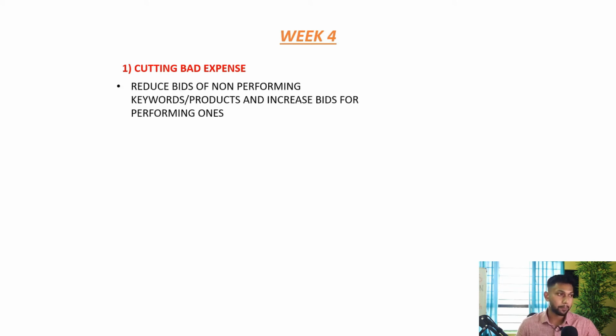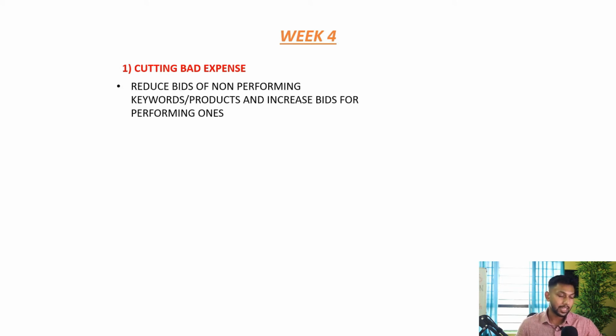So on that page number 9, we are going to fill up the week 4 table here. Open the week 4 table. On the week 4 table, write down the first step. Below the step column, write down: the first step is cutting bad expense. Cutting bad expense will be your first step.